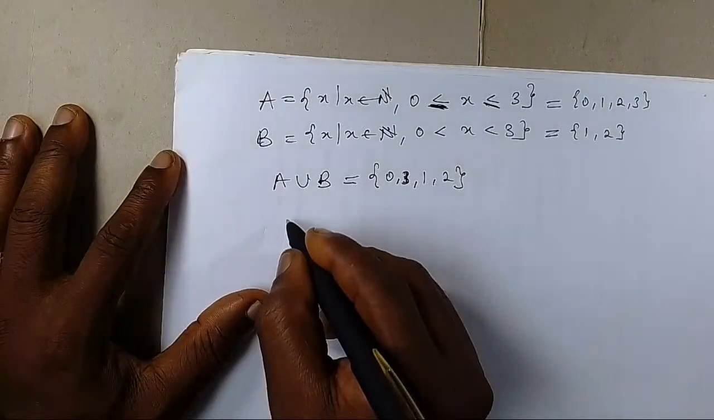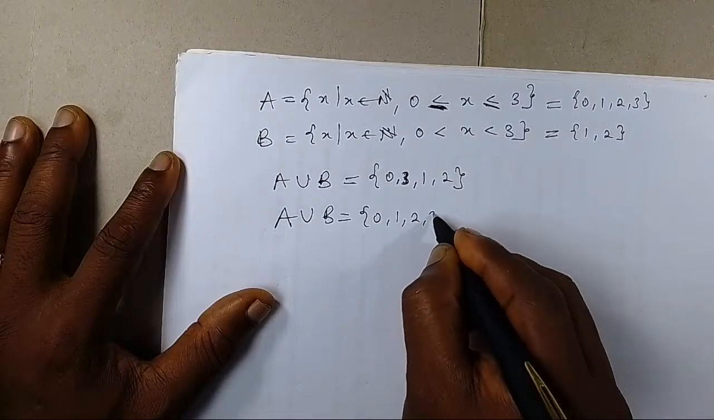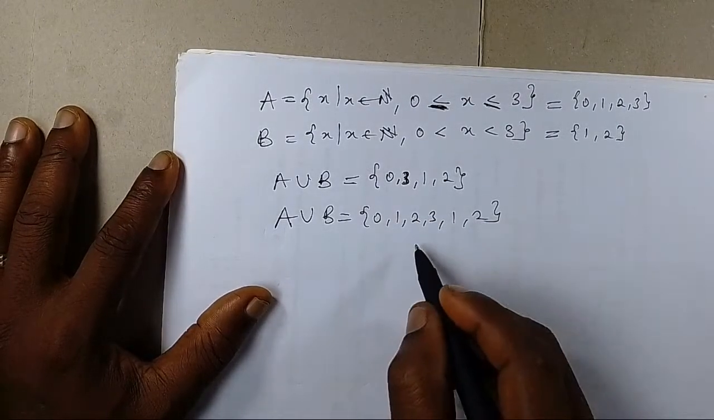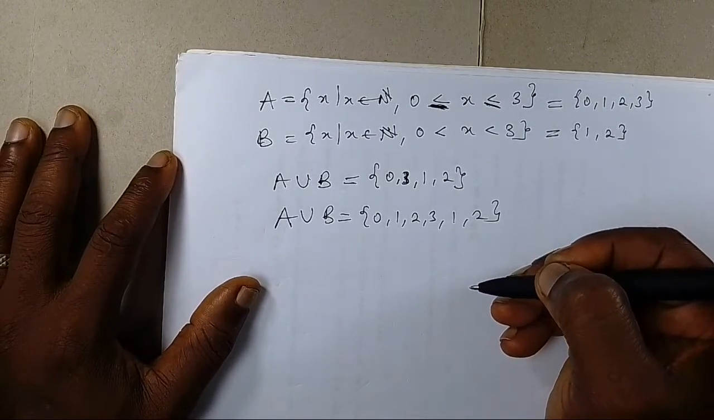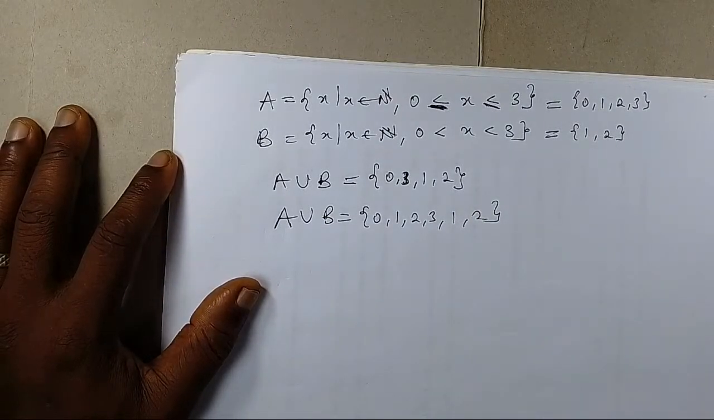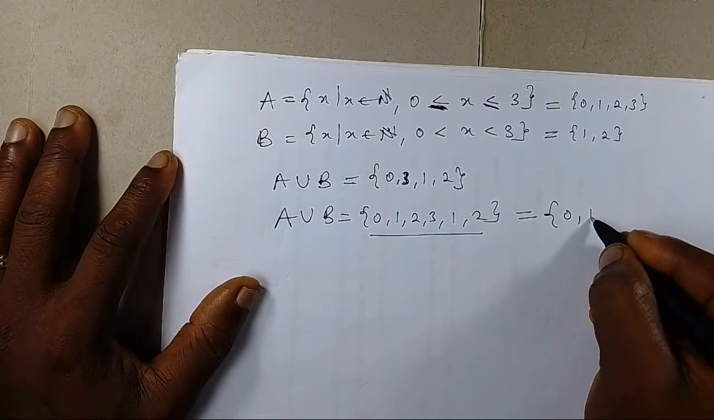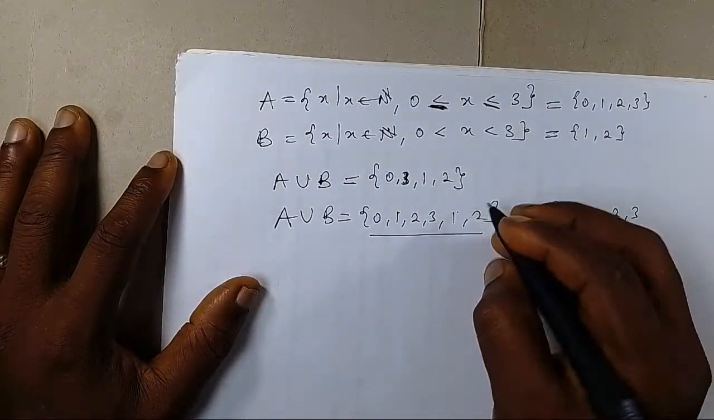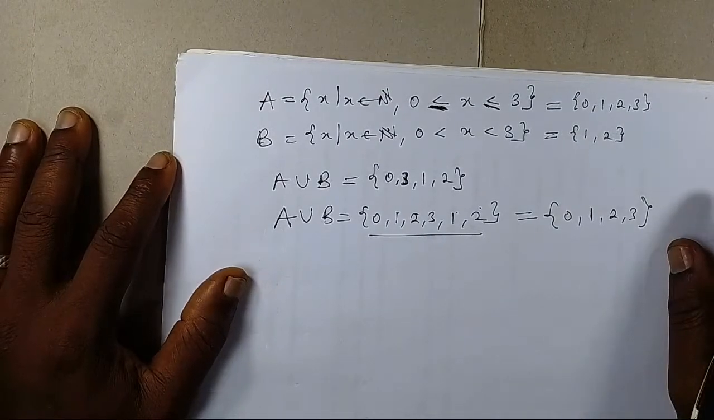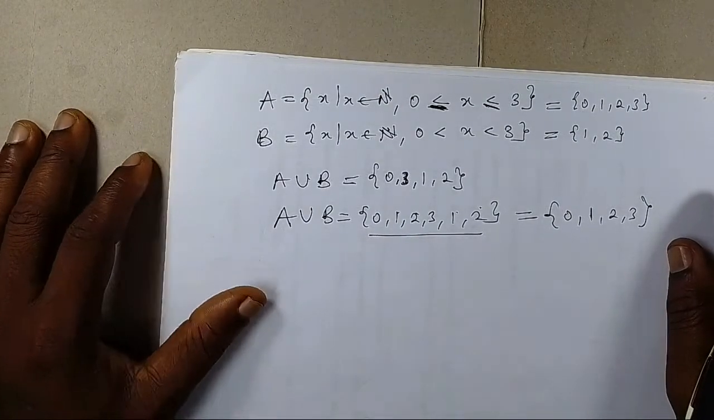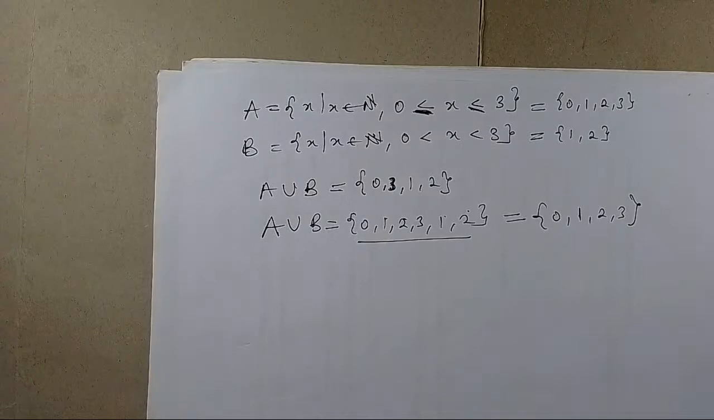So don't make the mistake of writing A union B is 0, 1, 2, 3, 1, 2. You will be wrong. Remember, in a set, we said that the elements of a set are unique and distinct. So this set here is the same as 0, 1, 2, 3, because 1 and 1 counts only one time, and 2 and 2 would only count one time. There is no repetition. Okay, so I'm not going to say anything more on the union of sets as an operation.